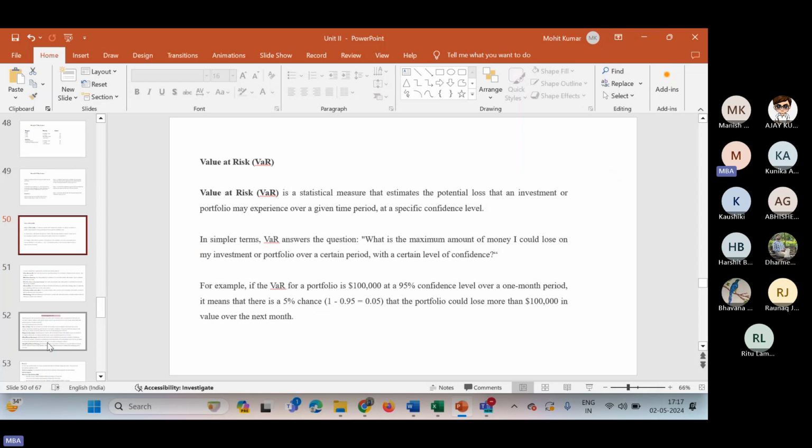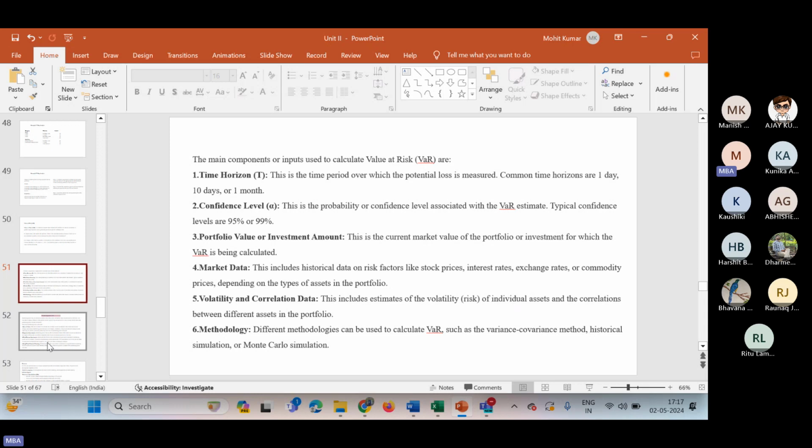Now, you need to understand there are certain components of value at risk. These components you need to understand before you delve into VAR, the definition, calculation, measurement, and all. So VAR has the following components. First is time horizon. The time horizon is the period over which the potential loss is measured. Like for how many days you want to see, in 1 day or in 10 days or in a month or in a year. The most common are 1 day, 10 days or 1 month. That's how you measure how much loss you can incur in a specific time frame.